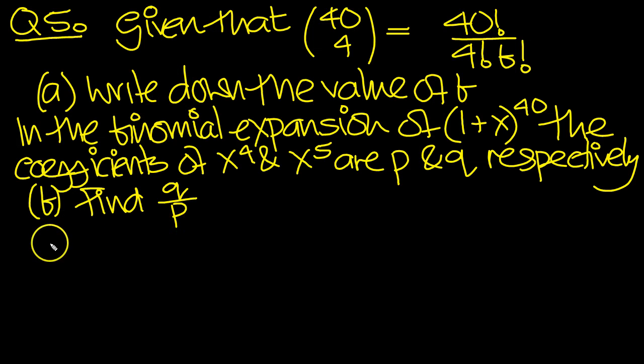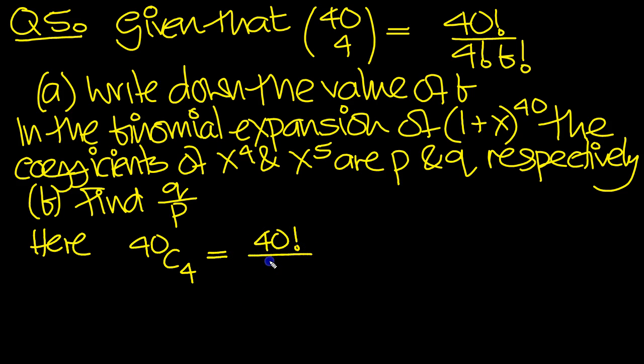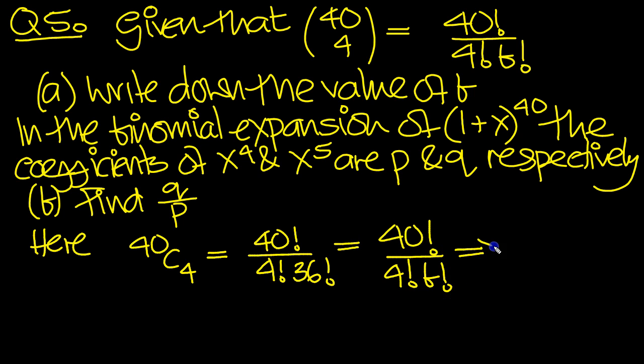So for part A, well, we're accustomed to writing 40C4, which is 40 factorial over 4 factorial times the difference factorial, which is 36 factorial, and that's equal to 40 factorial over 4 factorial b factorial. So that tells us that b must be 36, mustn't it?